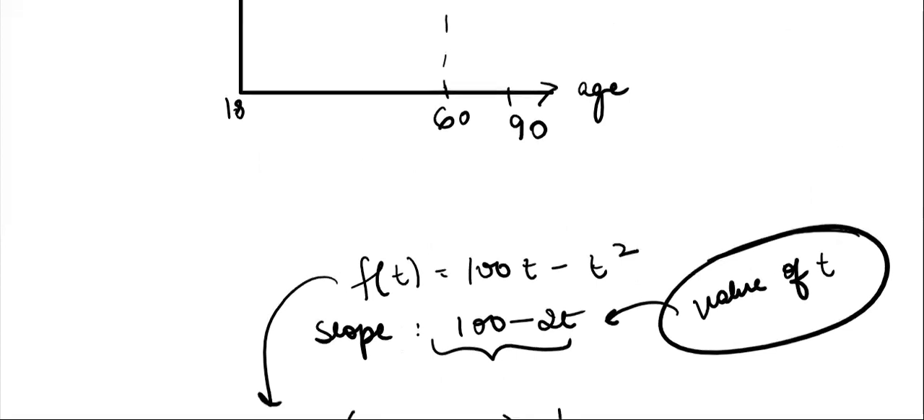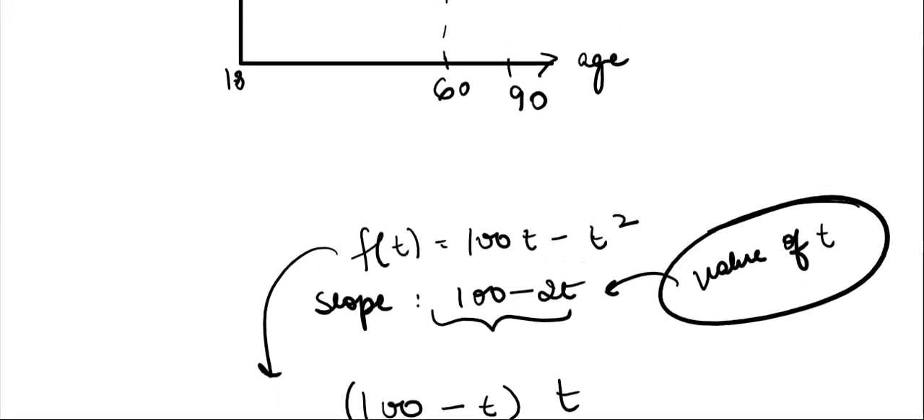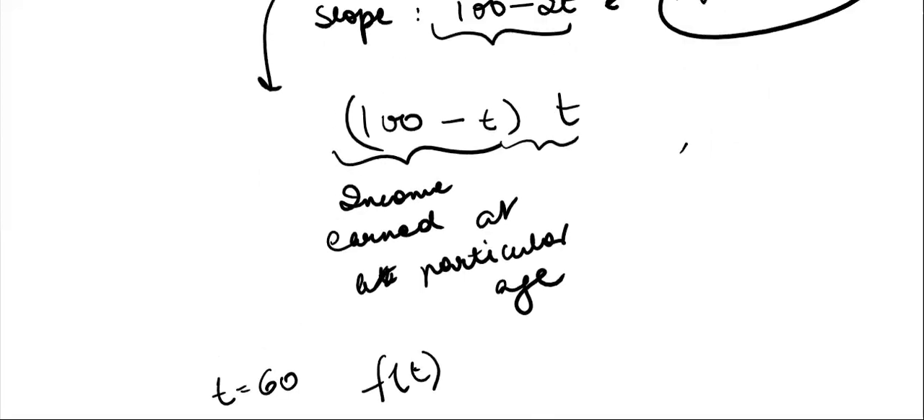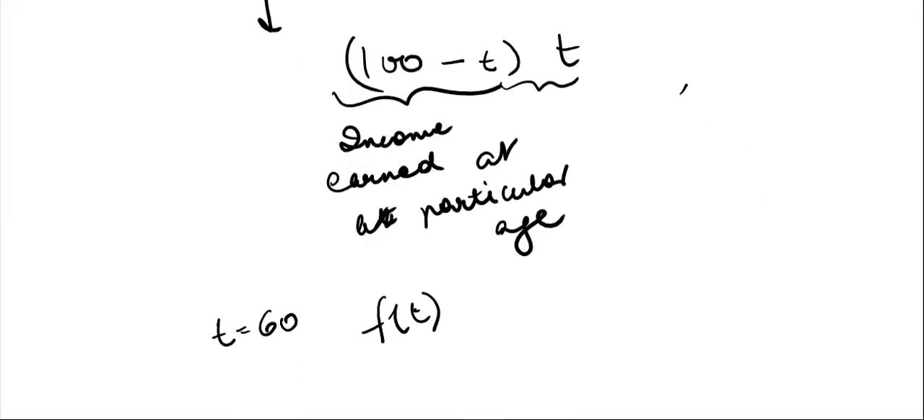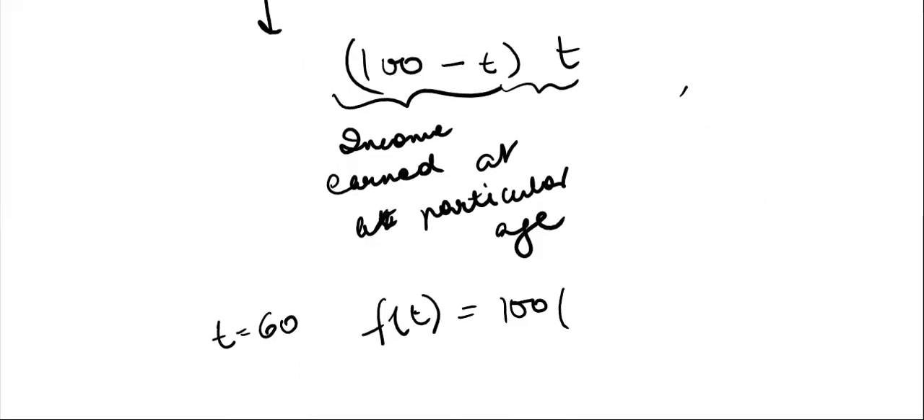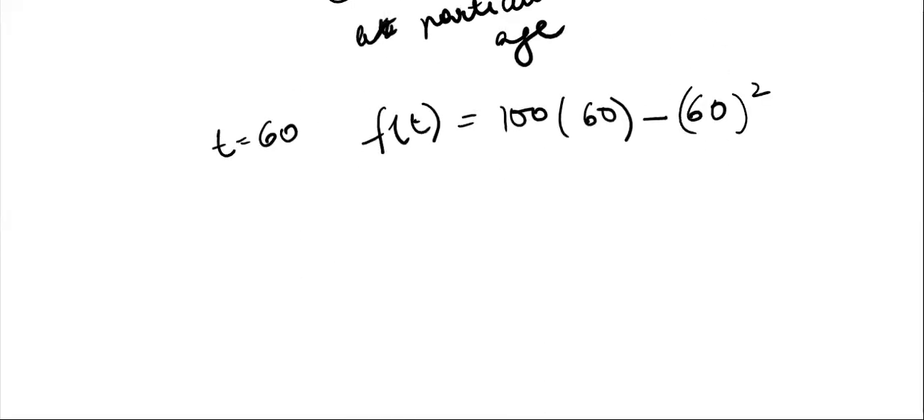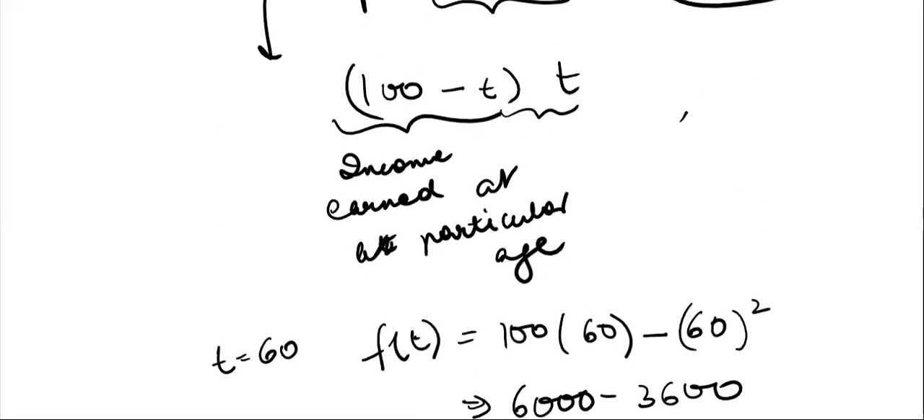When t is 60, this is not even required, I'm just trying to explain this to you. When t is 60, then f of t will be 100 into 60 minus 60 whole square. So this would be 6,000 minus 3,600. This would be 2,400.